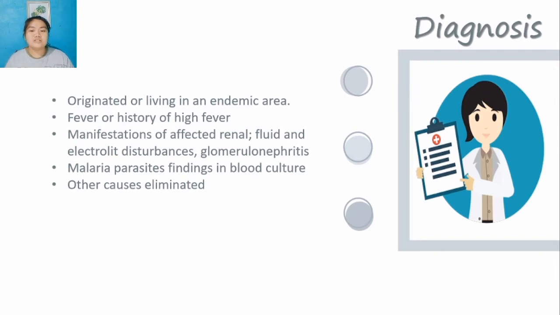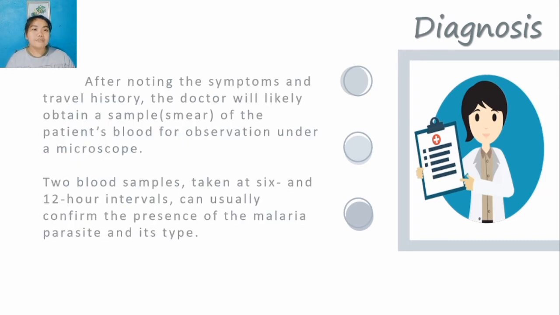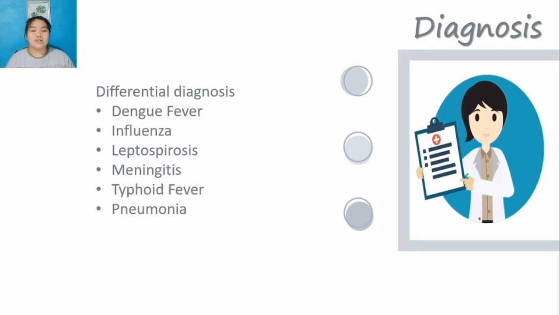So the diagnosis: originating from or living in an endemic area; fever or history of high fever; manifestations of affected renal function, fluid and electrolyte disturbances, and glomerulonephritis; malaria parasites found in blood smear, and other causes eliminated. After noting the symptoms and travel history, the doctor will likely obtain a smear of the patient's blood for observation under a microscope. Two blood samples taken at 6 and 12-hour intervals can usually confirm the presence of the malaria parasites and their type. The other differential diagnoses include dengue fever, influenza, leptospirosis, meningitis, typhoid fever, and pneumonia.